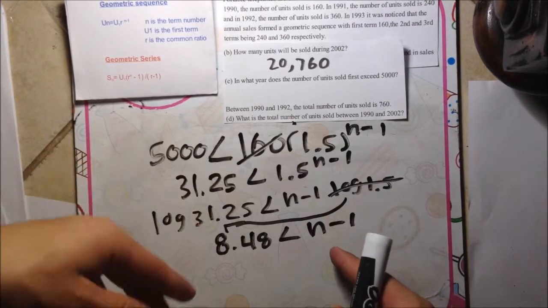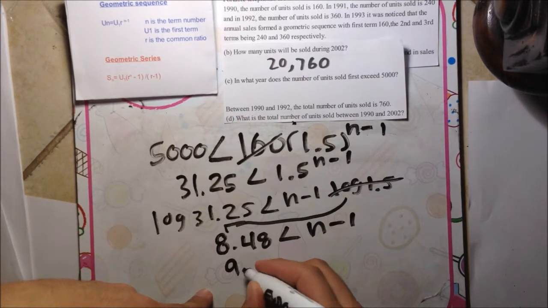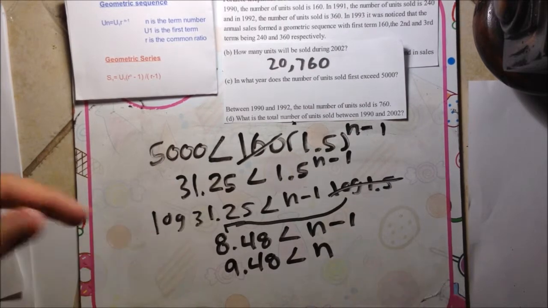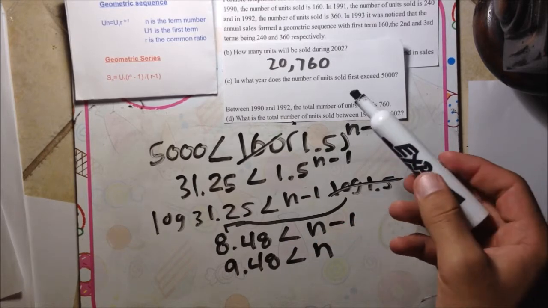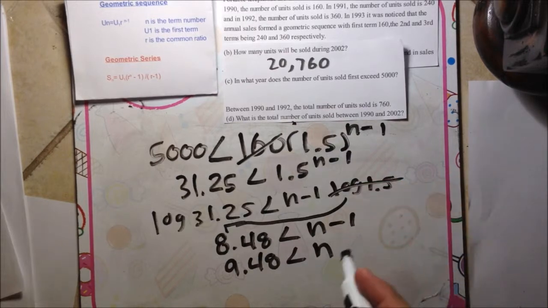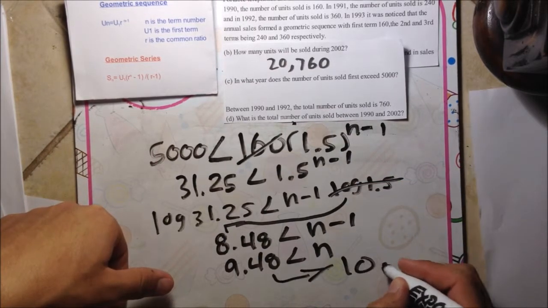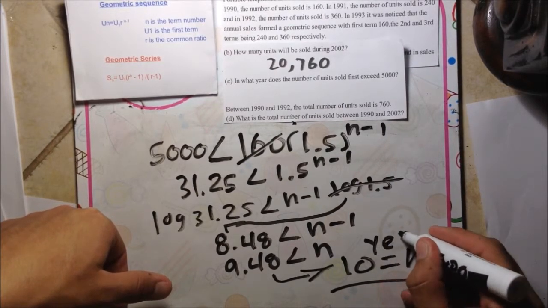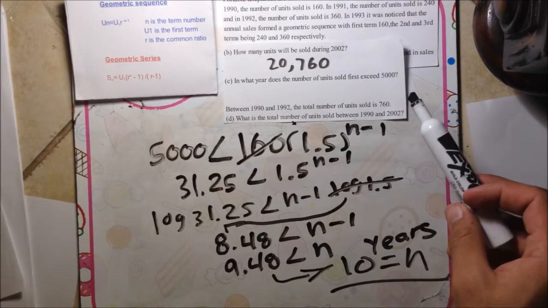Now all we have to do to solve for n is add 1 to both sides. So 9.48 is less than n. This means that after more than 9.48 years, more than 5,000 units were sold, but we can't have a fraction of a year in this case. So we have to round this up to n equals 10. This means that after 10 years, more than 5,000 units were sold.